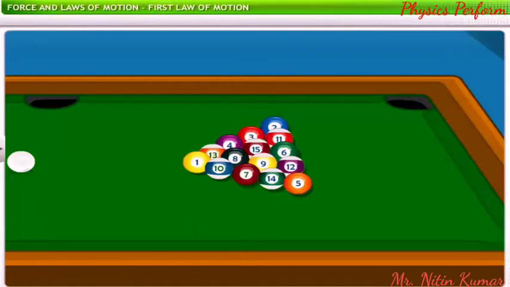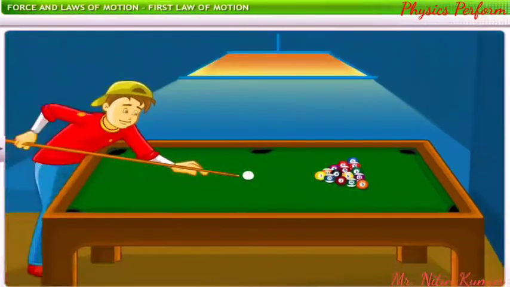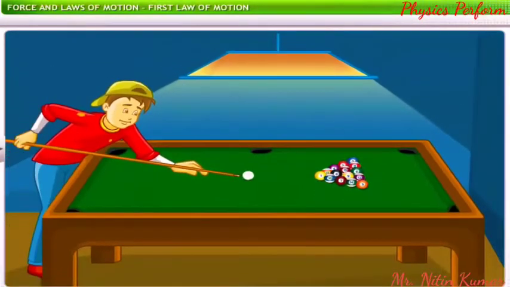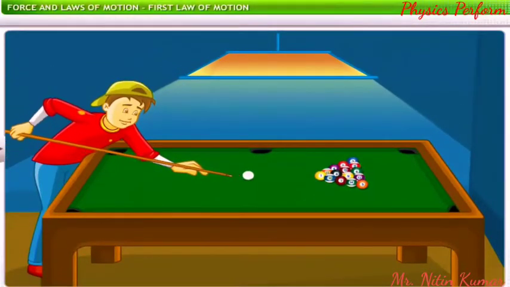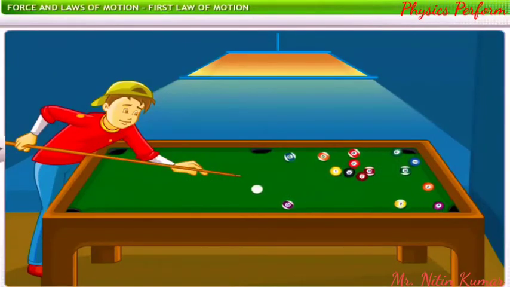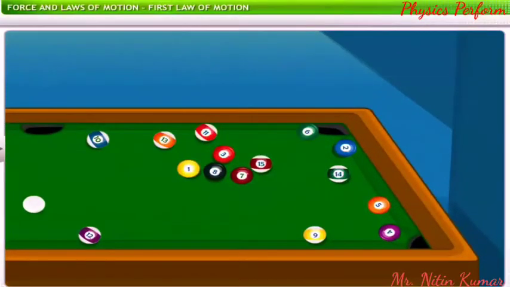Let us take a look at a billiard table, something most of us are all familiar with. The balls are all stationary. What will make them move? A push from the stick, that is, an external force. The important thing to note here is that without this push, or an external force, the balls will remain at rest for an infinite duration.